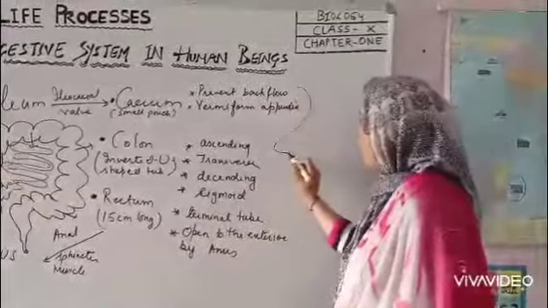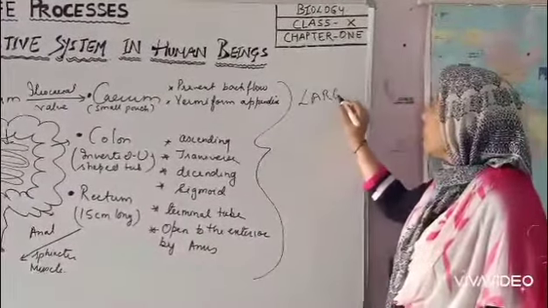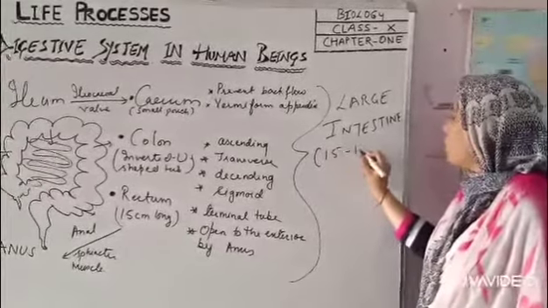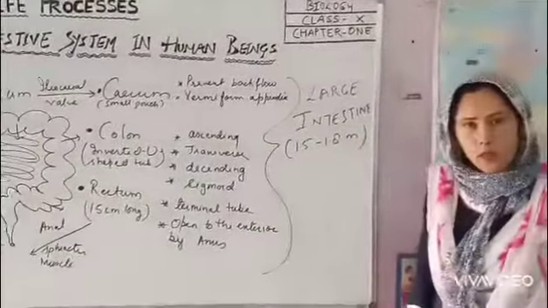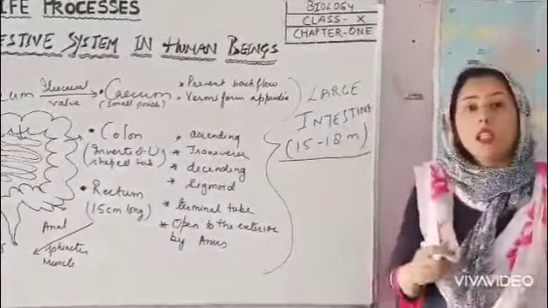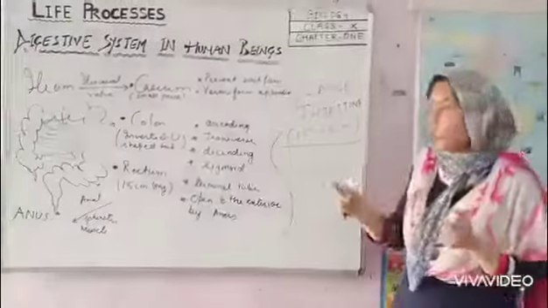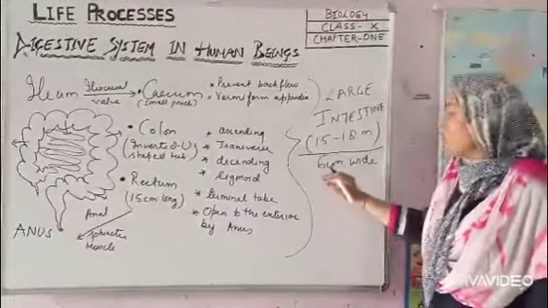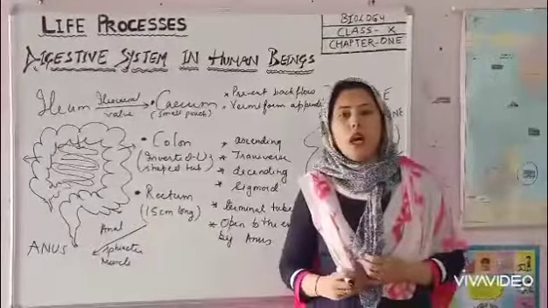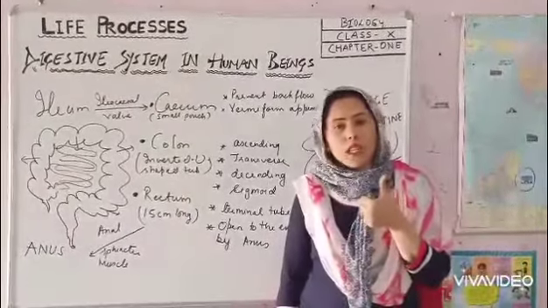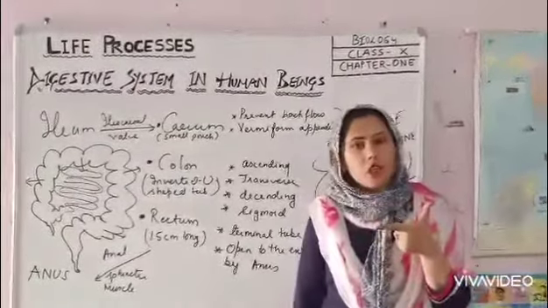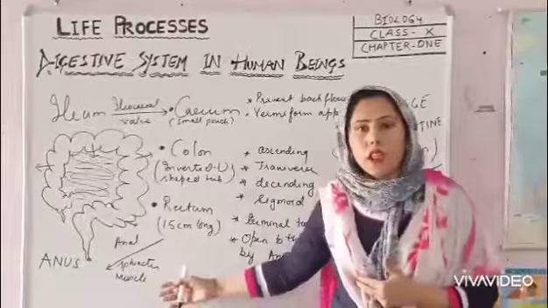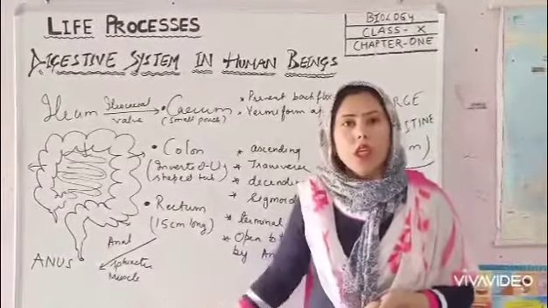These all three are part of the large intestine. It is around 1.5 to 1.8 meter in length. The large intestine is wider than the small intestine. That is 6 centimeter wide. Functions of the large intestine are, first, the absorption of water and some salts from the food. Second is secretion of mucus. And third is egestion of undigested food. Removal of undigested food from the body is called egestion.